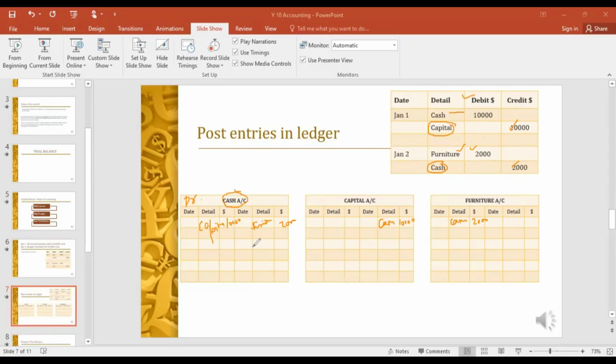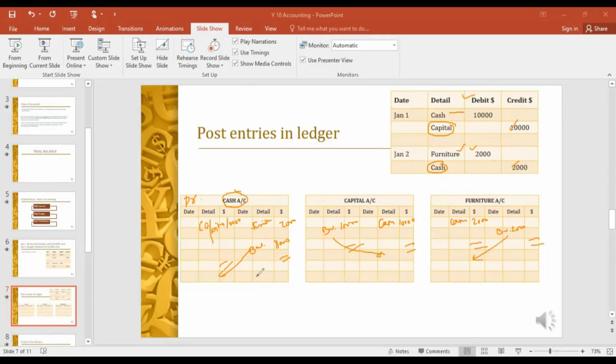After doing this, I will do the balancing. How to do balancing? 10,000 minus 2,000. 8,000 is the balance c/d for cash. For capital, the balance c/d is 10,000. For furniture, the balance c/d is 2,000. Then we do the total. After doing the total, what do we do? This balance c/d becomes balance b/d on the opposite side.